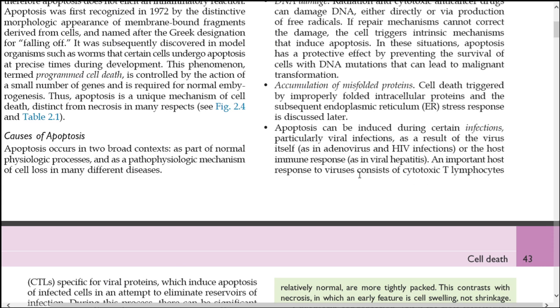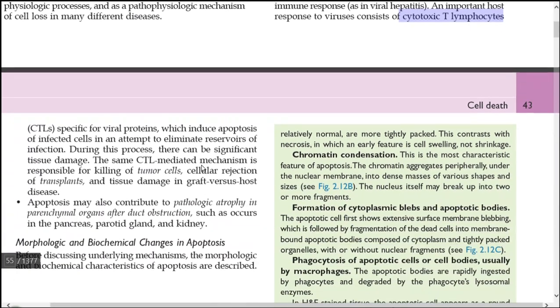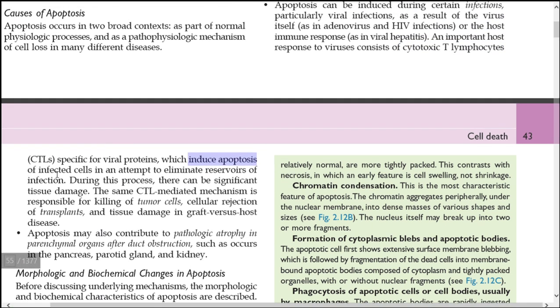If any virus is there in the body, there is an immediate increase in production of cytotoxic T lymphocytes, which are specific for viral proteins, and these will induce apoptosis of infected cells. Infected cells need to be destroyed, or they will spread infection, so that there can also be significant tissue damage. This cytotoxic T lymphocyte mediated mechanism is responsible for killing of tumor cells, cellular rejection of transplants, and tissue damage in graft versus host disease.